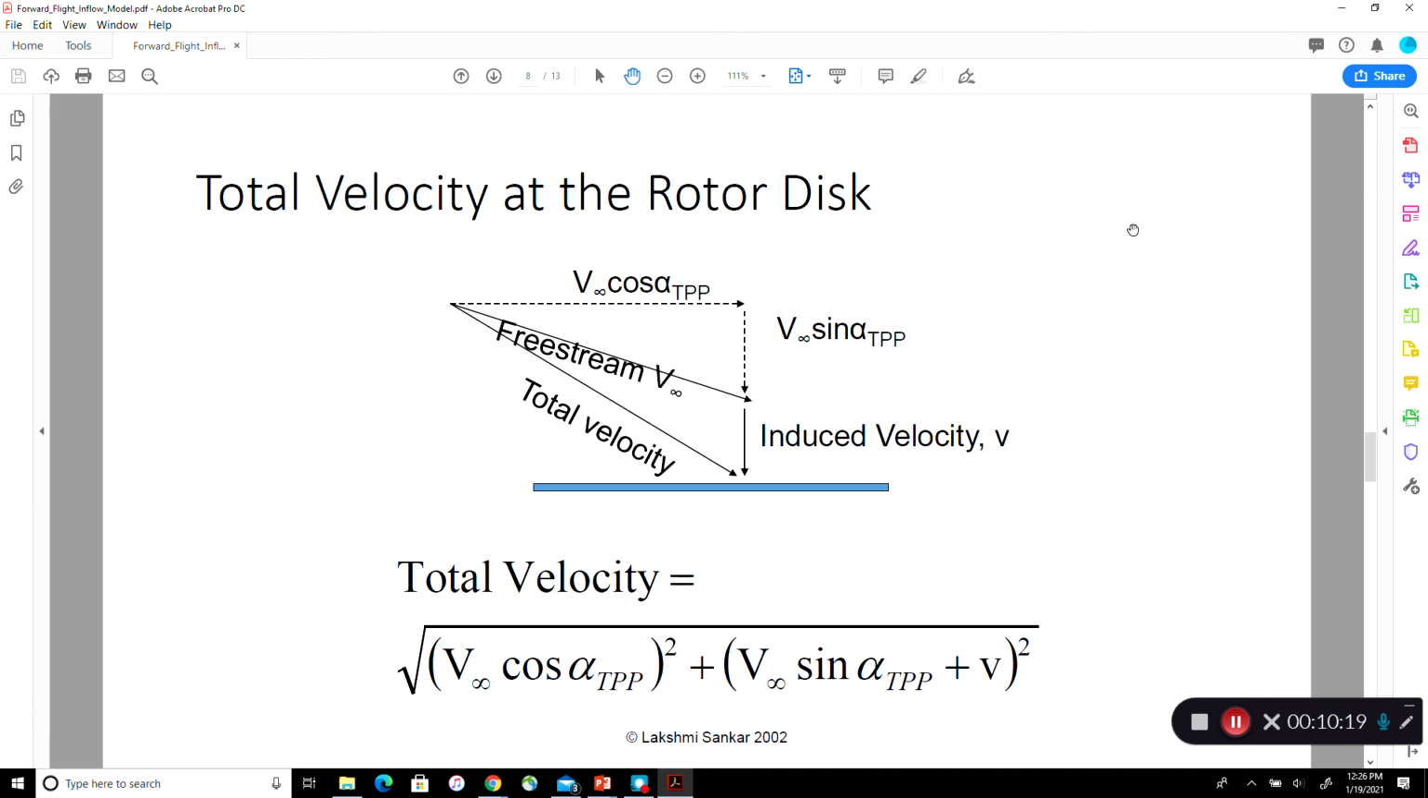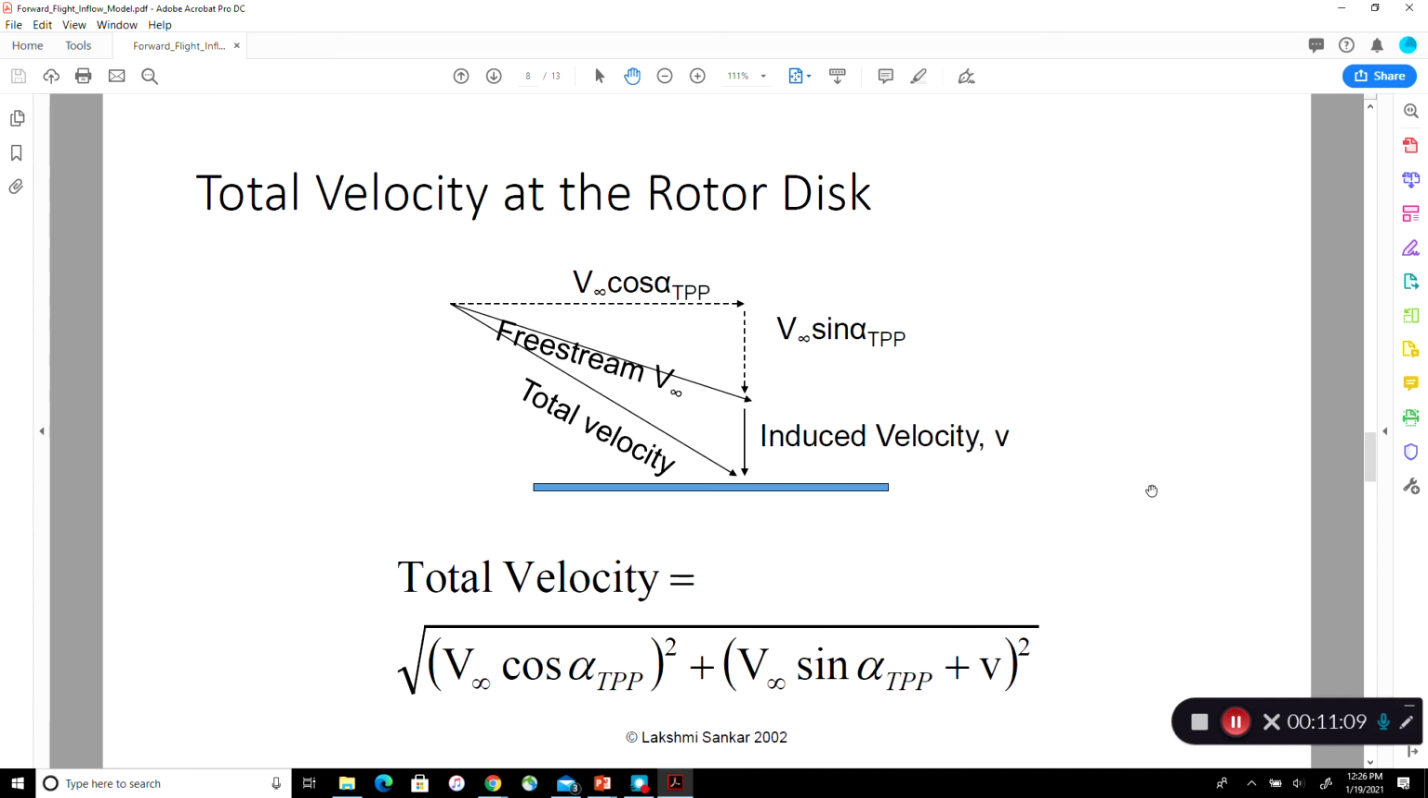So at the rotor disc, this is the free stream velocity. It's got an angle of alpha tip path plane relative to this. So the horizontal component is V infinity times cosine alpha tip path plane. The vertical component is V infinity sine alpha tip path plane, because this angle is alpha tip path plane. Now, if you add the induced velocity, the vertical component is V infinity sine alpha tip path plane plus the induced velocity v. So that's the vertical vector. This is the horizontal vector. Therefore, the total velocity magnitude is the square root of this squared plus this squared. So V infinity cosine alpha tip path plane squared plus V infinity sine alpha tip path plane plus lowercase v, squared.